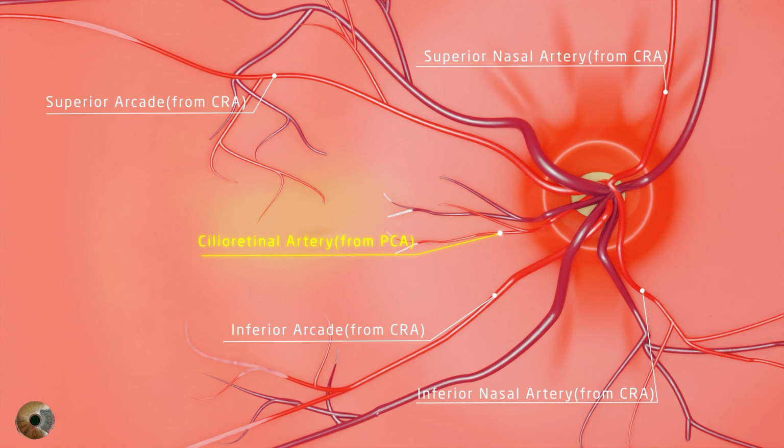The CRA is an end artery. It lacks significant anastomoses and collateral circulation. As a result, occlusion leads to ischemia and results in sudden, profound, painless monocular vision loss.